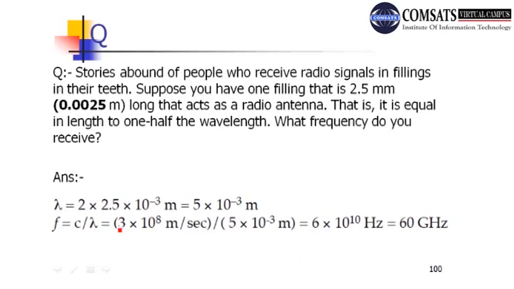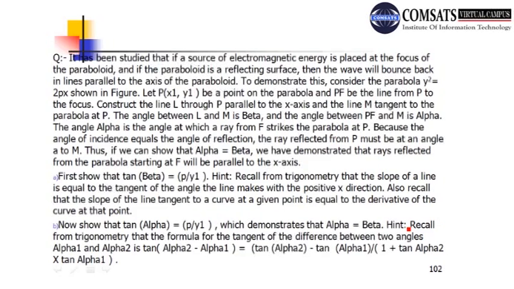So here we have lambda, the wavelength, which is 2 times 2.5 times 10 raised to the power minus 3, right? Then we can again use the same formula, and the frequency comes out to be 60 gigahertz, which is on the higher side. So we will be receiving communication or data at this frequency.